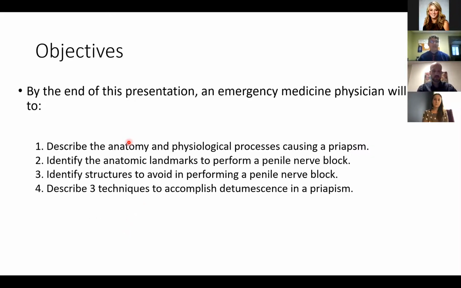By the end of this presentation, an emergency physician will be able to describe the anatomy and physiological processes causing priapism. We'll identify the anatomic landmarks to perform a penile nerve block. We'll be able to identify structures to avoid when providing a penile nerve block and in treatment of a priapism, and then describe 3 different techniques to accomplish detumescence.